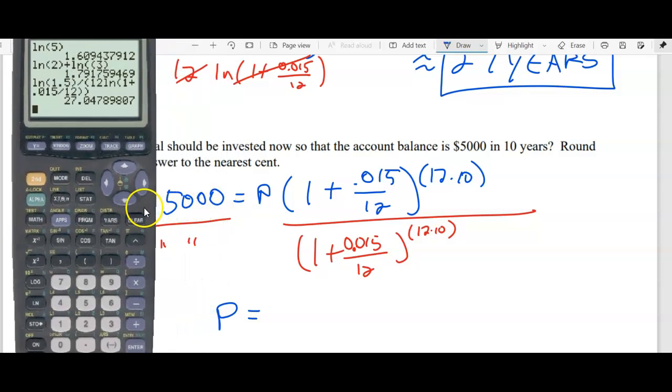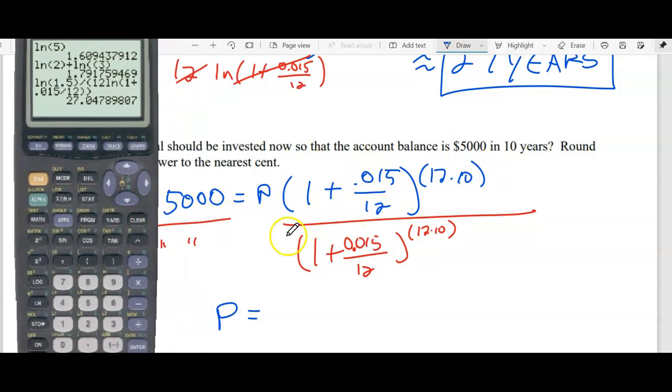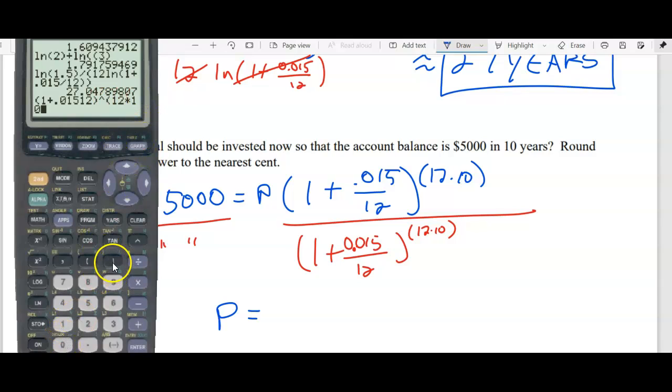All right, so I am going to work this right side out. First, 1 plus 0.015 divided by 12 to the power 12 times 10. If you just do that in your head, get 120, then you don't need this parenthesis. But if you want the calculator to do the product, make sure it's in parenthesis or else it'll do the exponent first and then the whole answer times 10. So that's the number on the right. That's what we're dividing by.